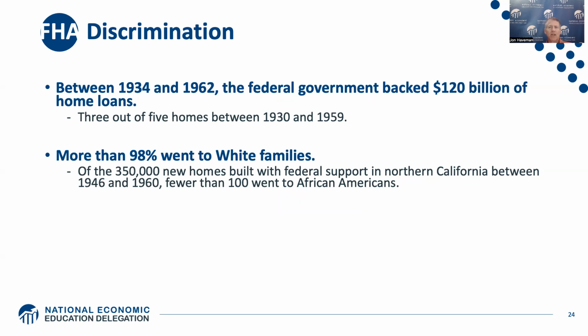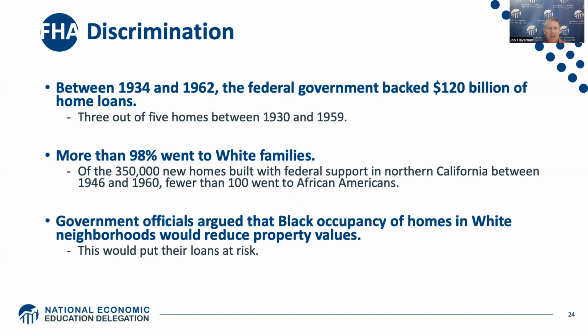Of the 350,000 new homes built in Northern California between '46 and '60, less than 100 of them went to Black Americans. So even here in liberal California, this policy was very discriminatory. And loans for Black individuals buying in white neighborhoods were not backed by the federal government, because the federal government maintained the position that if Black individuals moved into white neighborhoods, that would reduce the property values of the other properties in those neighborhoods. And since the federal government was backing those loans, if those property values declined, that would put their loans at risk, and they didn't want that.